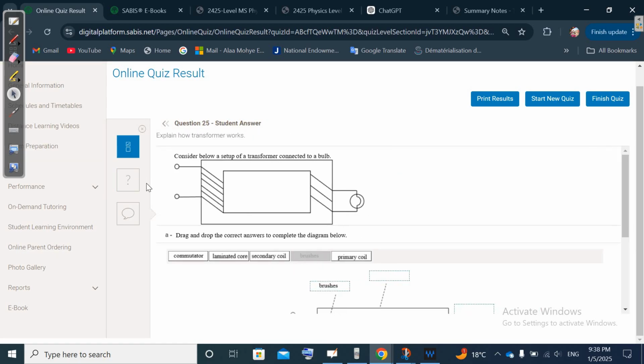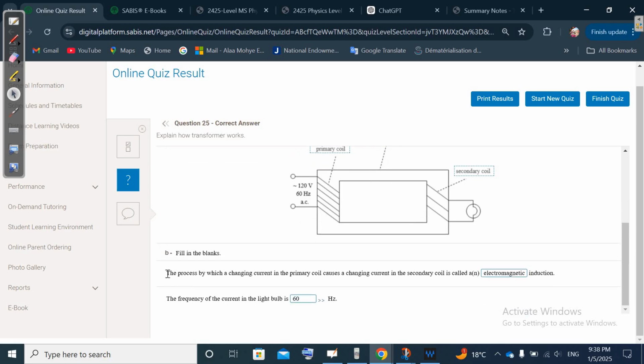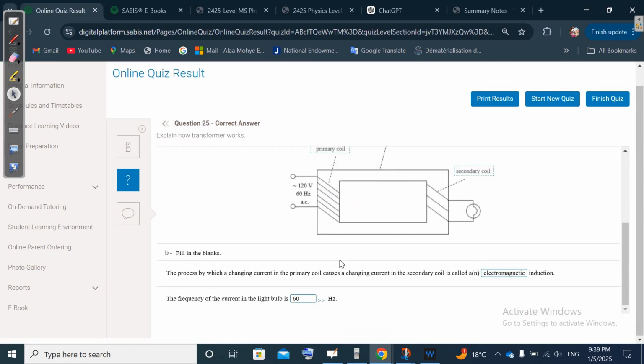Last question. Okay, so this is the primary coil, laminated core, secondary coil. The process by which changing current in the primary coil causes a changing current in the secondary coil is electromagnetic induction. This you should note. The frequency of the current in the light bulb is 60 Hertz. You should know by heart that the frequency in a transformer is constant throughout.